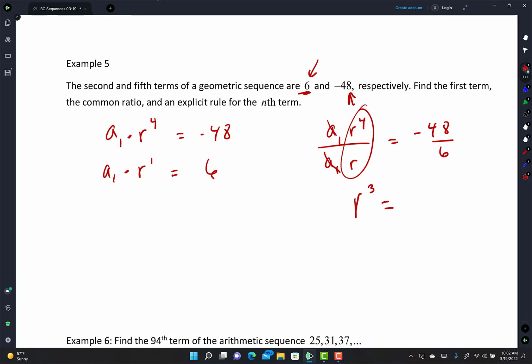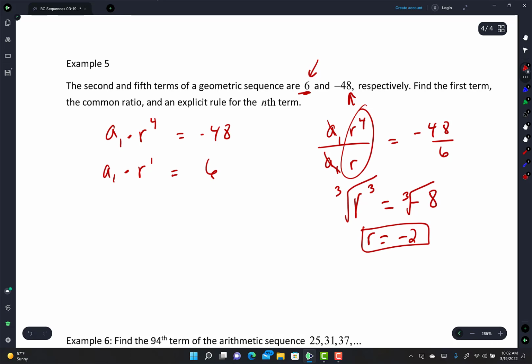So what's negative 48 divided by 6? What is it? I think it's 8, but I'm not sure. 6, yeah. Negative 8. So then how do I find my ratio if R cubed is negative 8? Take the cube root. R equals negative 2. There it is. That's how we find our ratio. And it's very common to use the letter R when you're finding it because it's ratio. How do we feel?